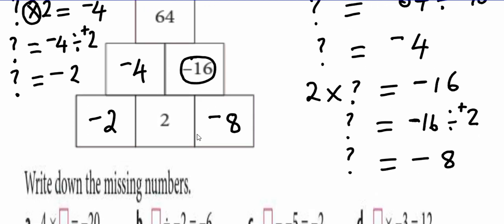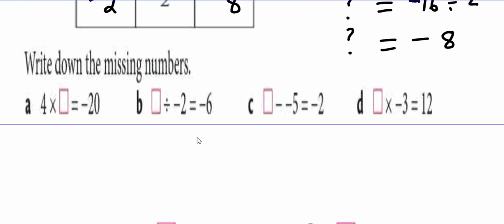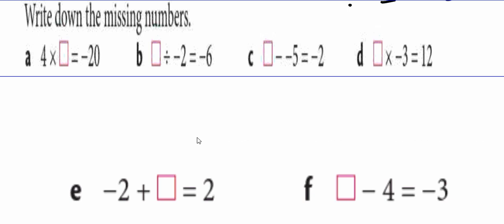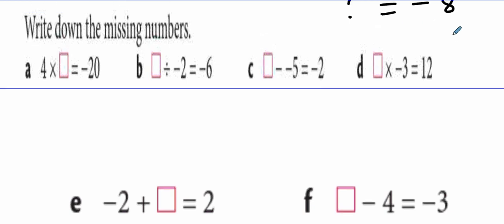End of the question. Then we head to the next question, which says write down the missing numbers. Same method applies over here. Just consider the missing number as a letter, for example, call it y. So this will be 4 times y equals negative 20.